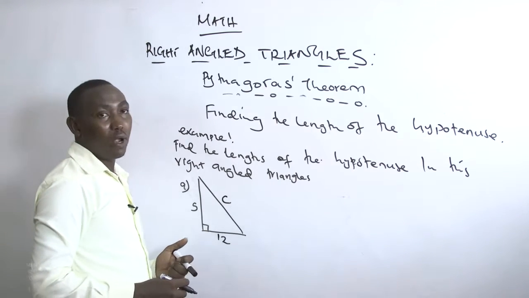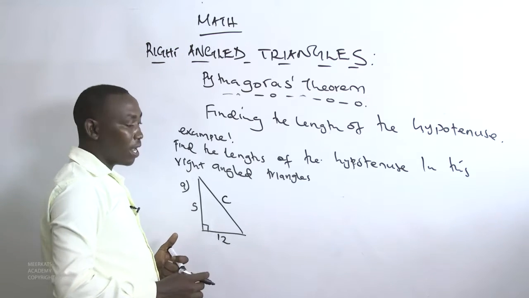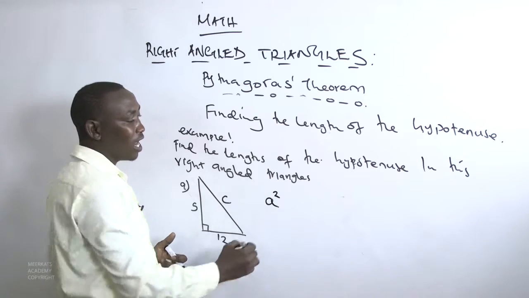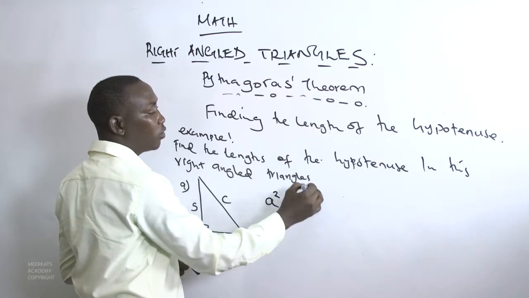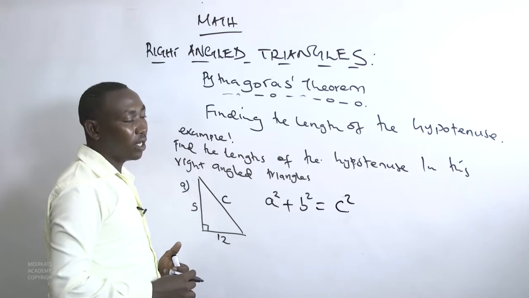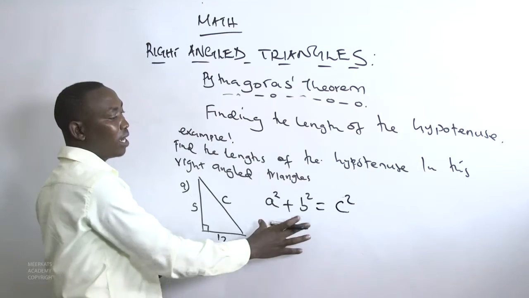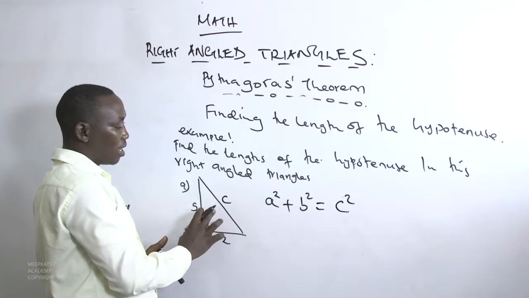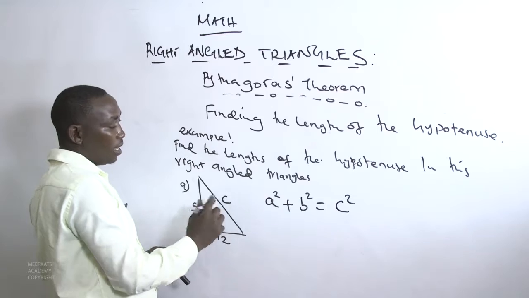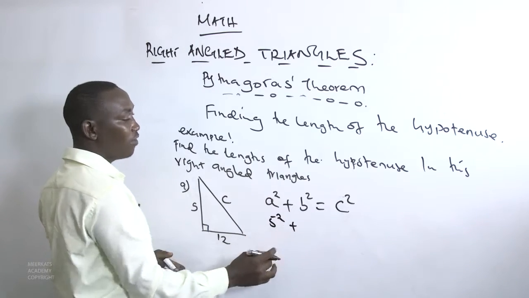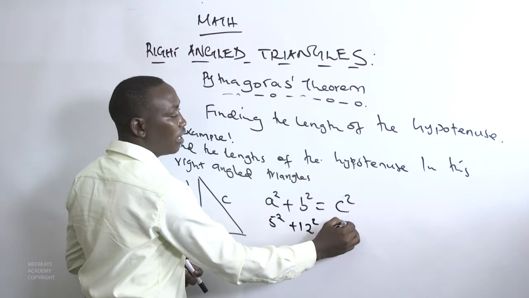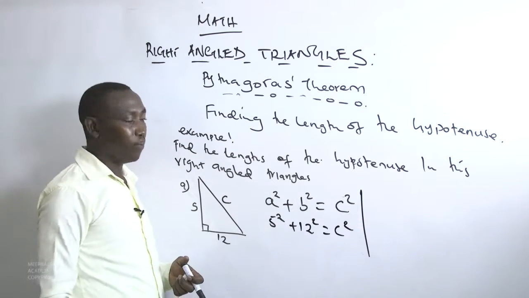Now we have said we make use of the Pythagoras theorem, which states that if you take the height squared of the triangle plus the base squared of the triangle, it's going to give us the hypotenuse squared. When we make this particular replacement of a and b in the formula, then a is 5, so we take the square of 5 plus the square of b, which is 12 squared, should give us c squared.